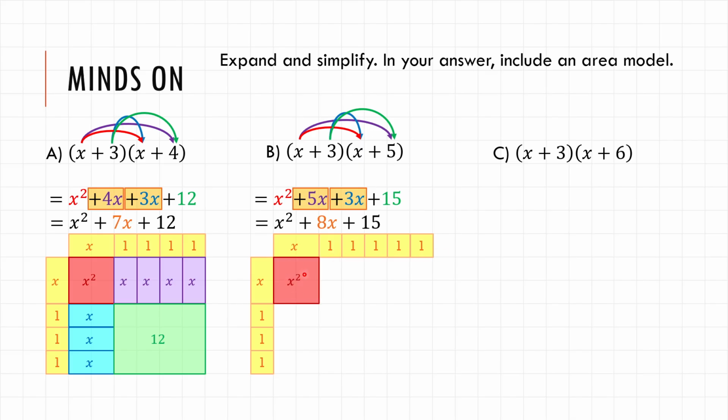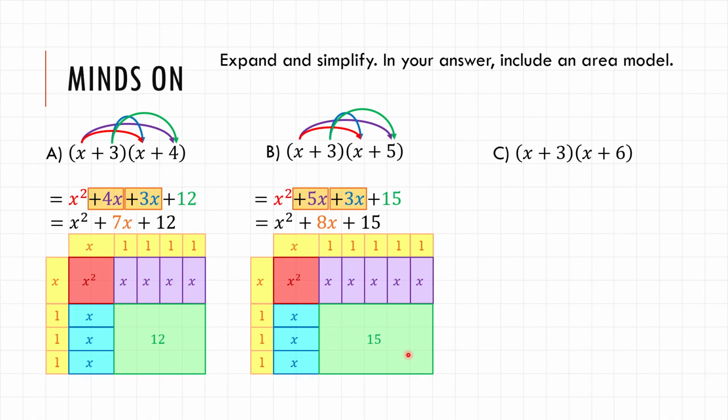And of course, this space right here will get an x squared tile. We can put 3 x tiles down here, 5 x tiles over here, and this area is 5 times 3, has an area of 15. And that's exactly what I ended up with here, right? X squared plus 5x plus 3x plus 15.